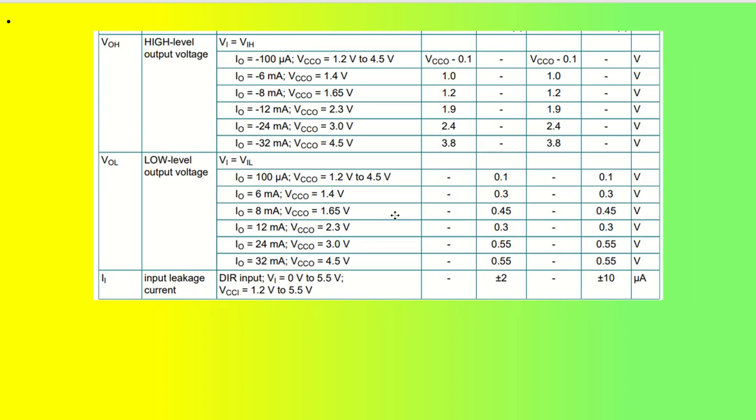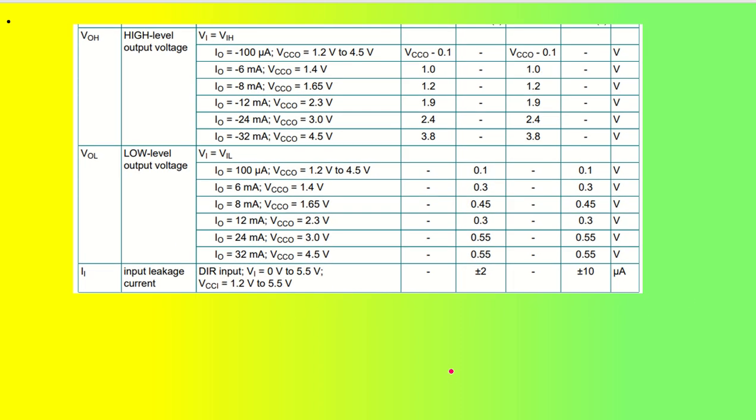So we have output. This is your minimum and this is maximum, and this is also minimum and maximum at 125 degree centigrade. So this is at 125 degree, this is 25 degree centigrade. When it is going to be considered as high logic level, VCCO is, let us say, 1.2 volt to 4.5 volts. In that case, this must be minimum VCCO minus 0.1 volt. Otherwise, it will not be able to consider.